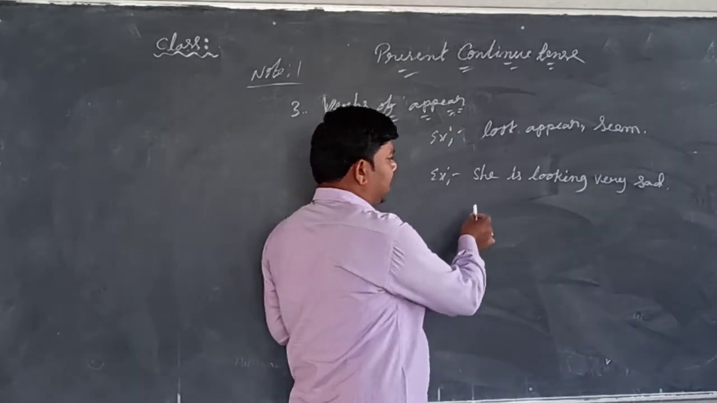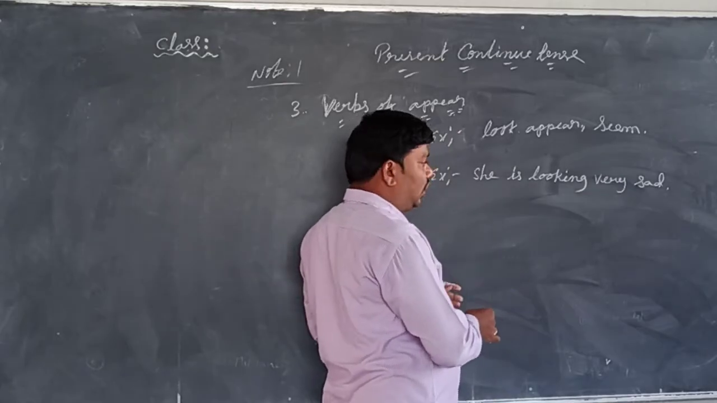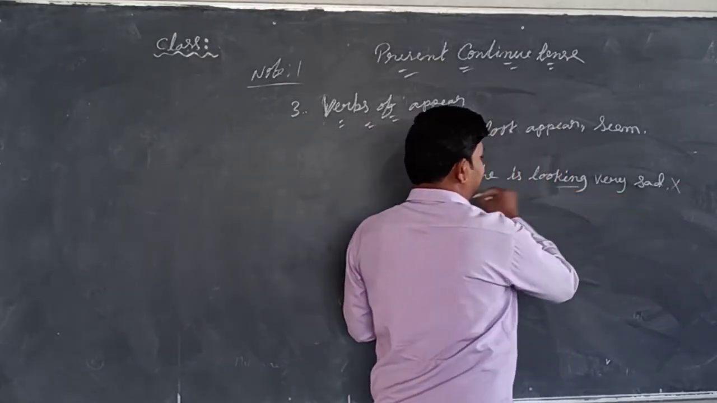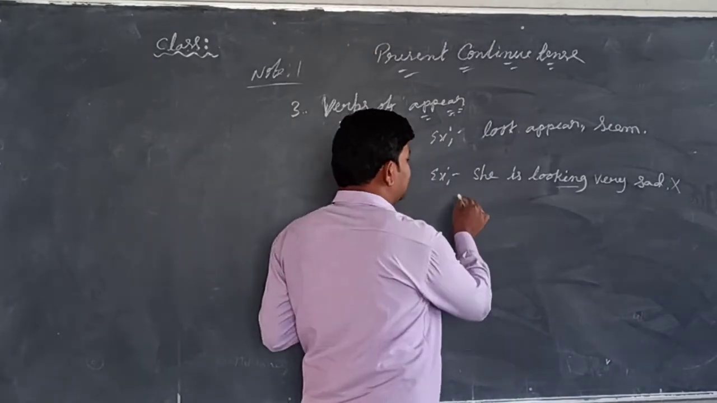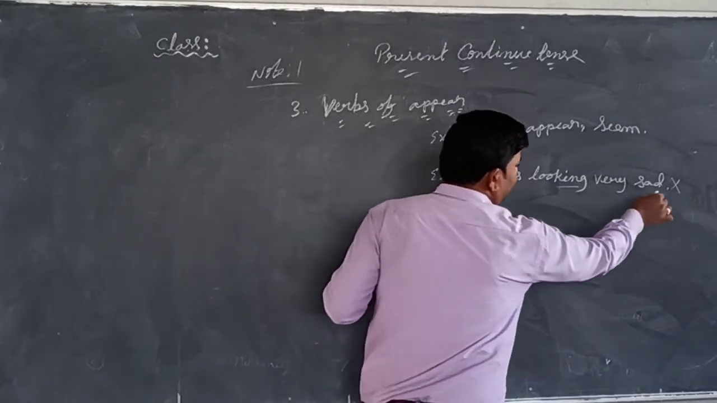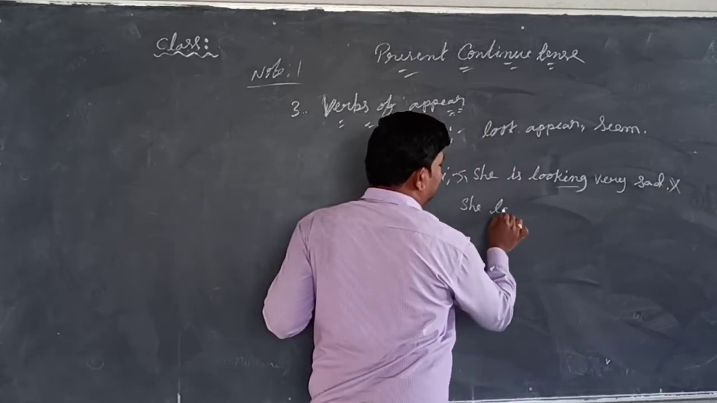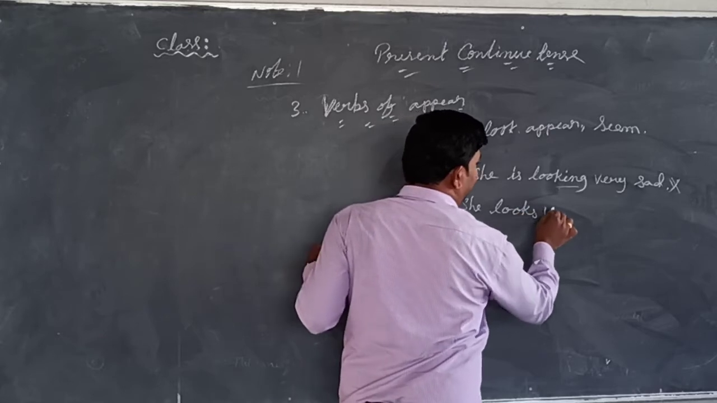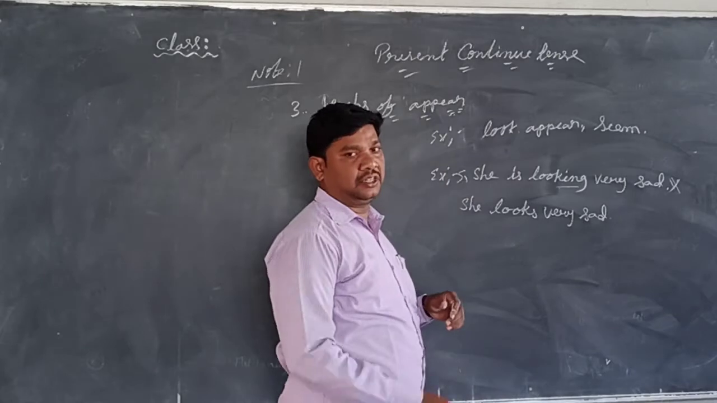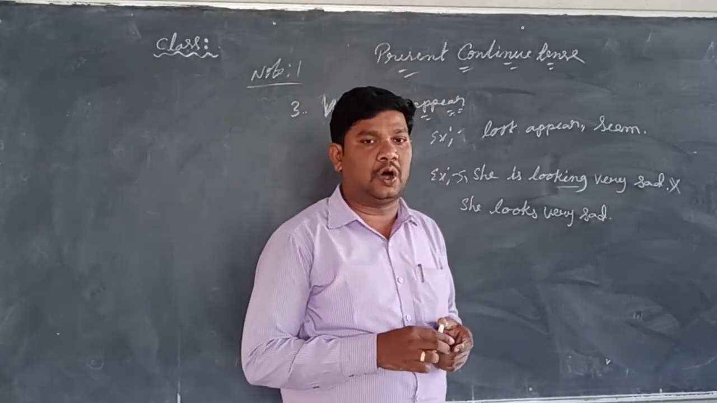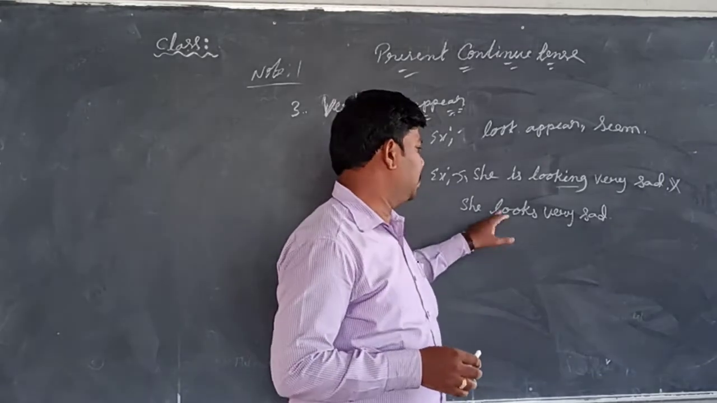For example, see here, she is looking very sad. This is wrong. I told you, look is always in simple present only. We should not use present continuous tense. So the right one is she looks very sad. And for conversation and communication skills also, we should not use continuous tense. Generally we use simple present tense.